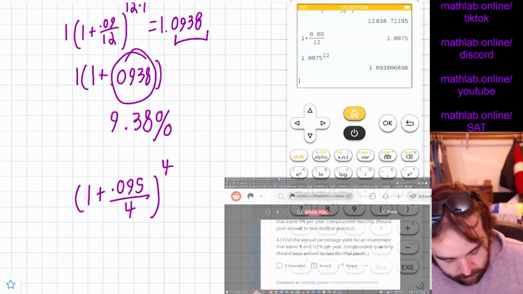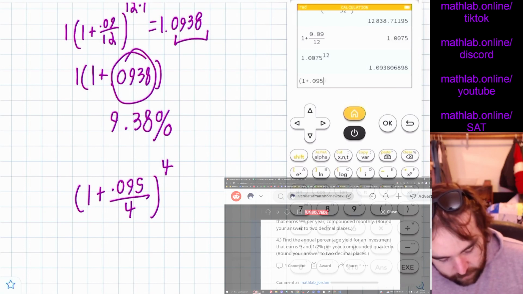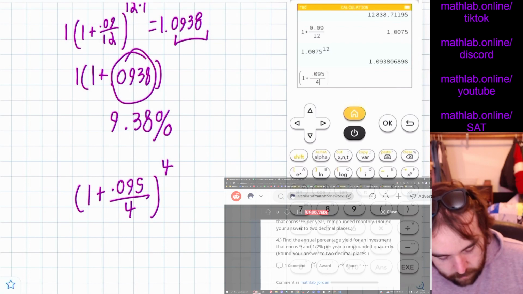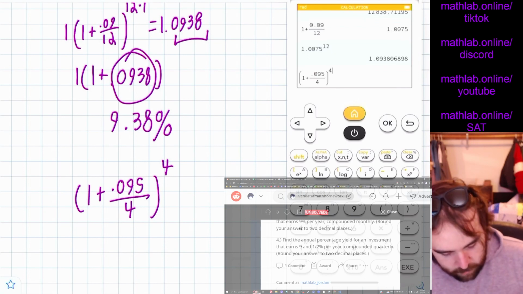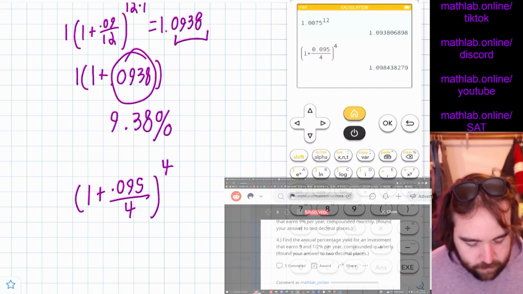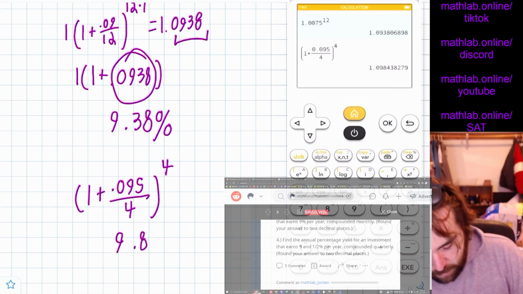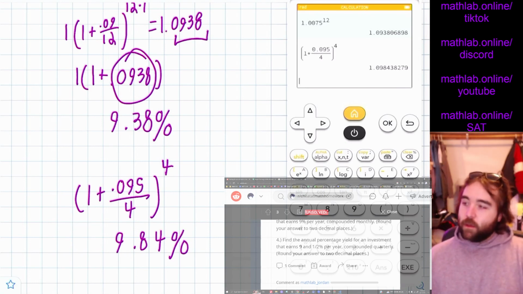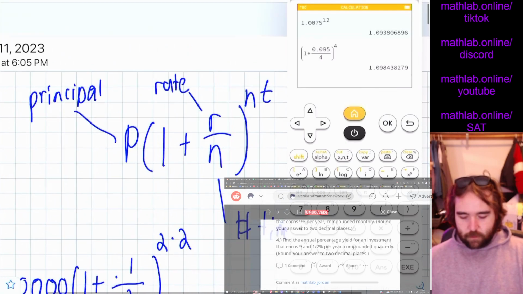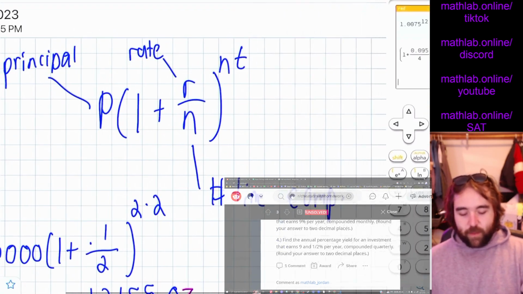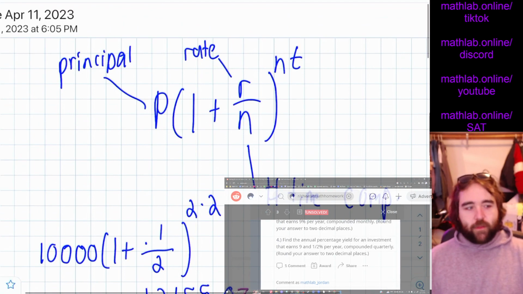So let's do open parentheses, 1 plus 0.095 divided by 4, raised to the 4. And you end up with 1.0984, which means the percentage is 9.84%. So the gist of all of that, of course, is this formula right here. This is the main formula that you need to know, and that should get you through all those problems.